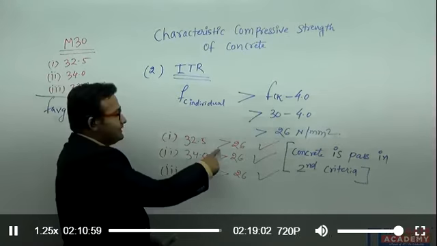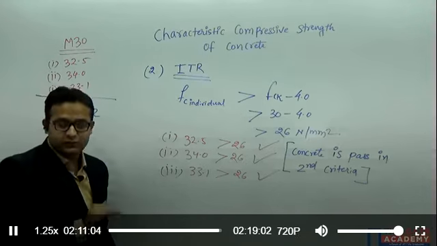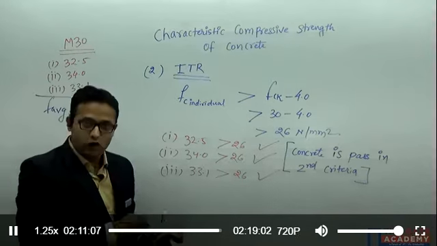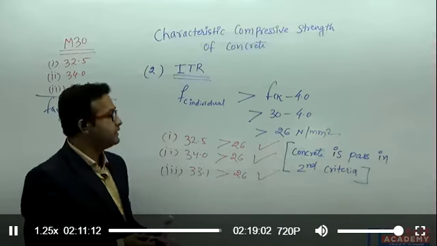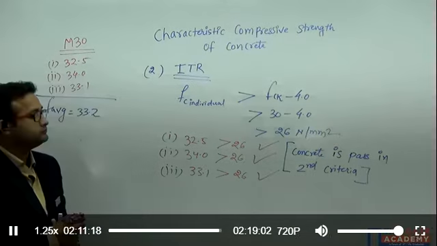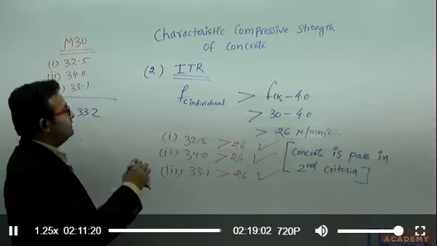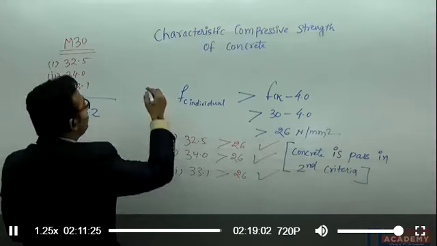If any of the cubes out of these three gives me a strength less than 26, that means your concrete will not be accepted. All the cubes should give me a strength greater than 26. This was my second criteria, called the individual test result criteria. Now let's move on to the third criteria.